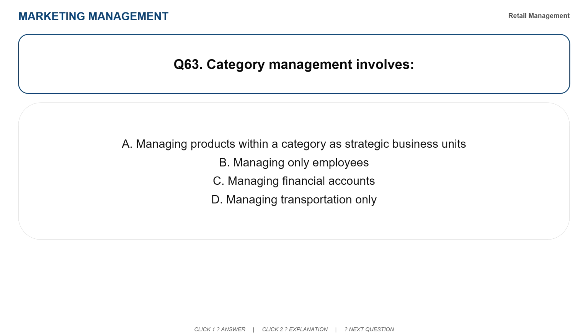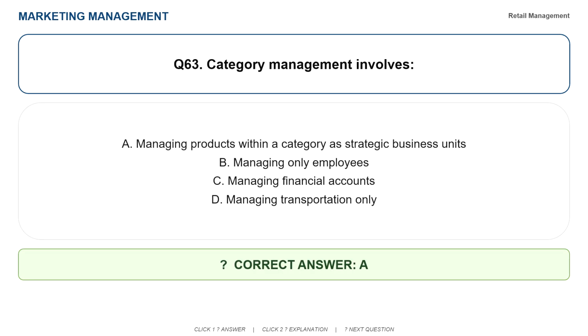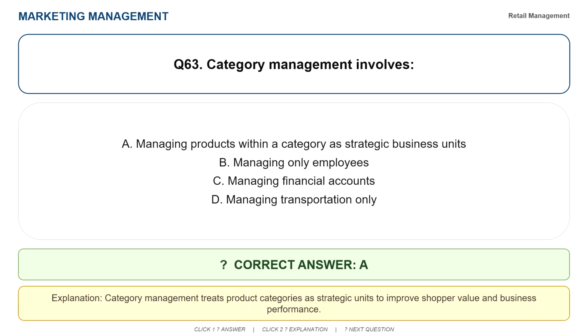Question 63. Category management involves Option A, managing products within a category as strategic business units. Option B, managing only employees. Option C, managing financial accounts. Option D, managing transportation only. The correct answer is A. Explanation. Category management treats product categories as strategic units to improve shopper value and business performance.